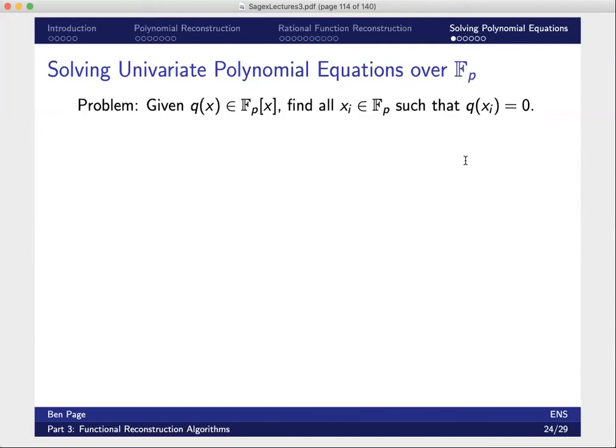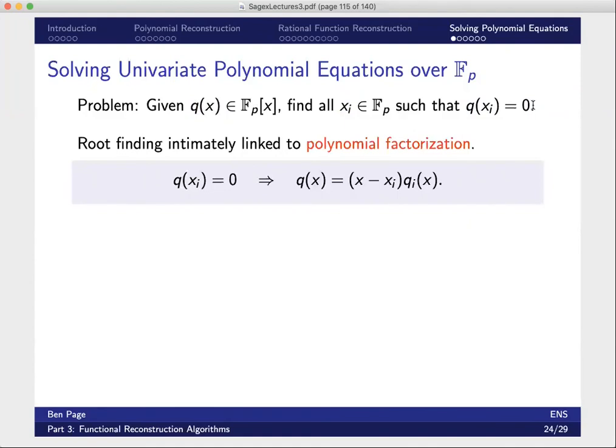So how is it actually achieving this? How could you do this yourself if you wanted to? Well, our problem is trying to find a root of a polynomial Q of X in a finite field. This is finding all of the Xi in the finite field that set Q of Xi to zero.